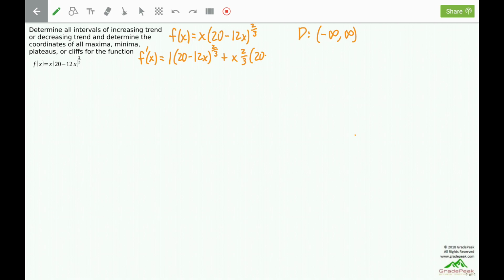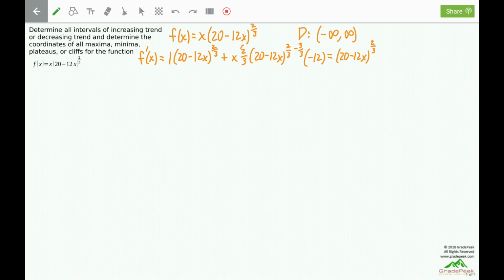Leave the inside alone, 20 minus 12x, subtract 1 from the power. I will call that 3/3, and then multiply by the derivative of the inside to complete the chain rule. That's a negative 12. The first term, 1 times anything, is that same thing, so that will be a 20 minus 12x to the 2/3.